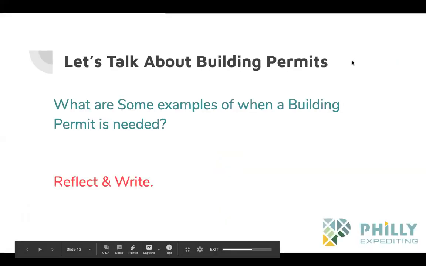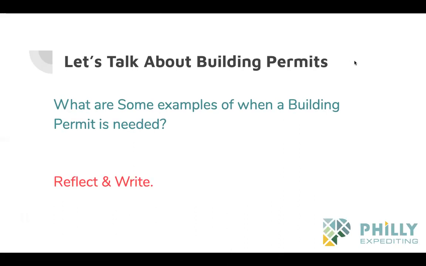All right, let's talk about building permits. What are some examples of when a building permit is needed? We can just talk about it real quick. New construction. Yeah, tenants changing. Oh, that's use, right? So what's happening? There's structural, like scope of work. Structural, mechanical, architectural. Cool.